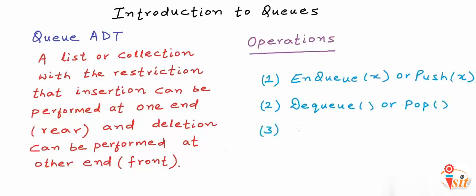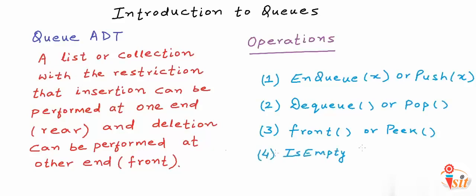Typically a third operation, front or peek, is kept just to look at the element at the head, just like the top operation that we had kept in stack. This operation should just return the element at front and should not delete anything. Okay, we can have a few more operations. We can have one operation to check whether queue is empty or not. If queue has a limited size, then we can have one operation to check whether queue is full or not.